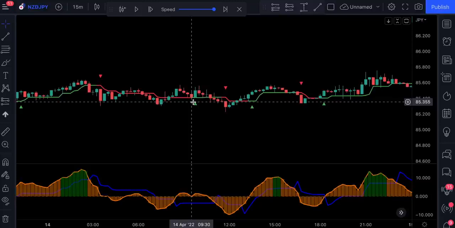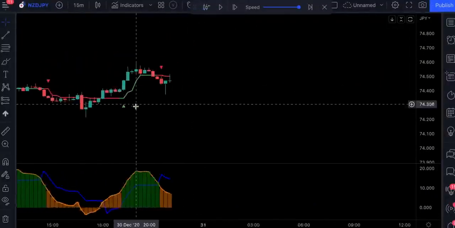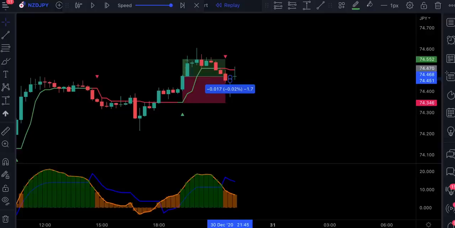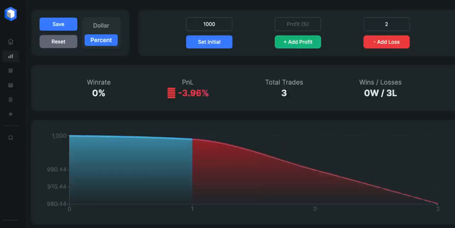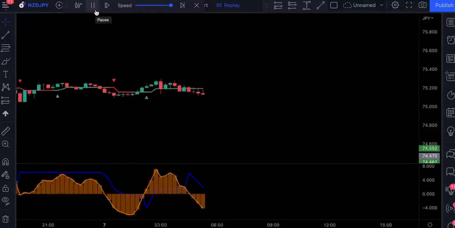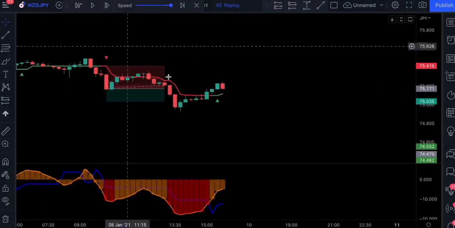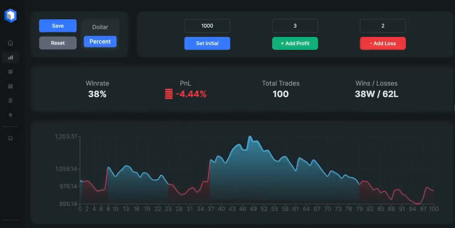But I might be wrong, so let's actually do our backtesting and see how well this strategy would perform in different market conditions. Alright, so these are the results after 100 tests. The win rate for the strategy is only 38% and we lost 4.44% of our account.